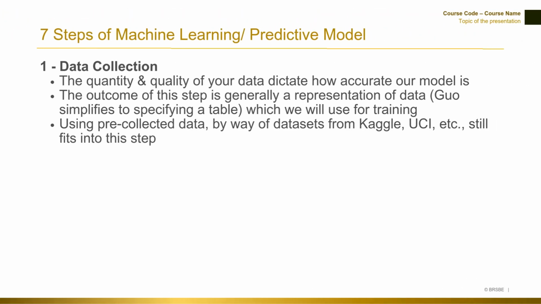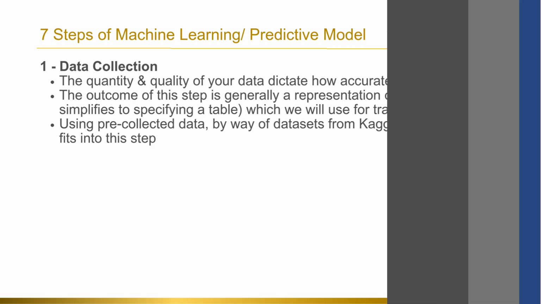The 7 steps of machine learning outline a structured approach to developing machine learning models. Here is a breakdown of each step. First is data collection. This step is to gather data relevant to the problem you want to solve. This data can come from various sources, including databases, online repositories, or through direct collection methods. The quantity and quality of the data collected significantly influence the accuracy and performance of the model.